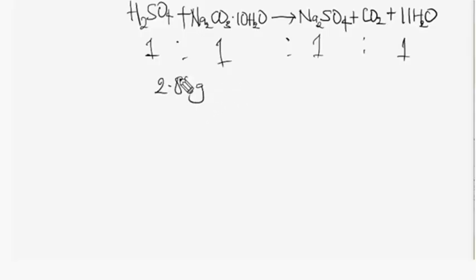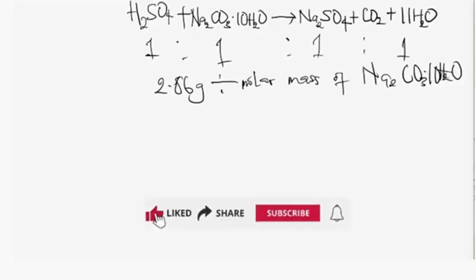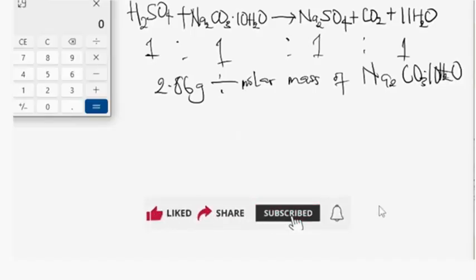Let's write it down: 2.86 gram. In order to get the number of moles, we're going to divide this by the molar mass of this sodium trioxocarbonate 4 decahydrate. At this point, let's quickly use our calculator and check out the molar mass of sodium trioxocarbonate 4 decahydrate.